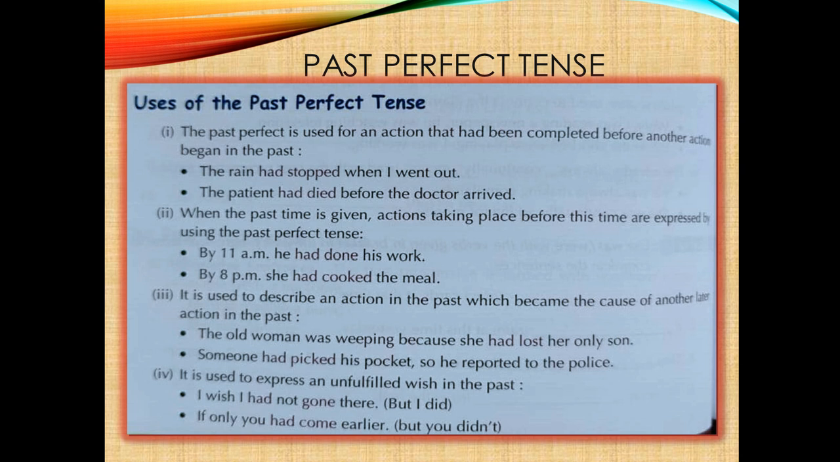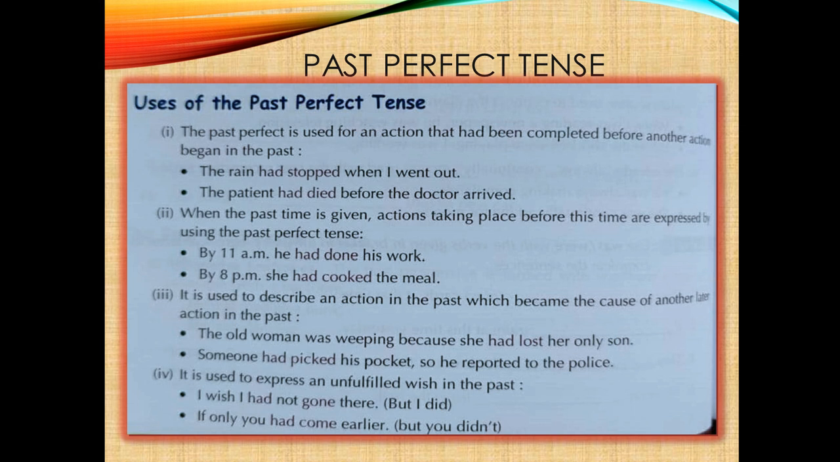Right? Now, first of all, we will learn about the formation of past perfect tense. The sentence in past perfect tense is formed with had plus the past participle form of the verb. That is, V3 form of the verb is used. So, the formation of the sentence is clear to you. It is had plus V3 form of the verb. Let's see an example. I had gone there. Okay, V3 form of go. Right?